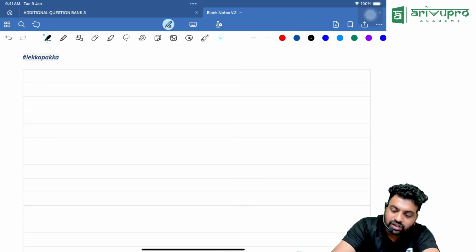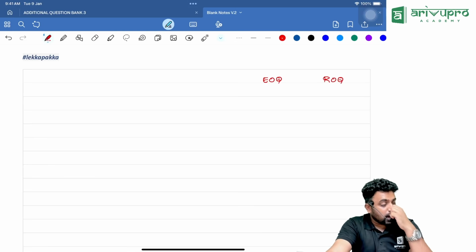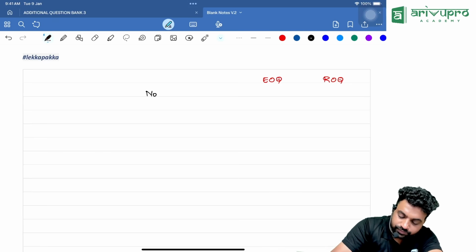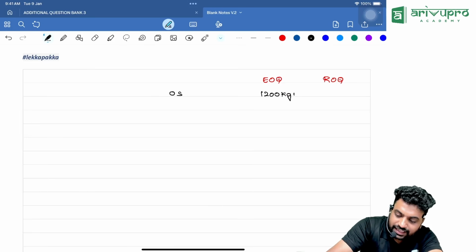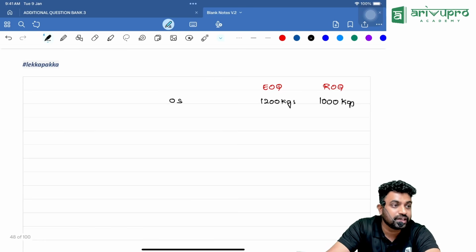One is EOQ. Next one is ROQ, because we are ordering at ROQ, not EOQ. Number of units or order size. In case of EOQ, 1200 kgs. In case of ROQ, 1000 kgs. And always remember, for this computation, you should take units to be purchased or units to be consumed.